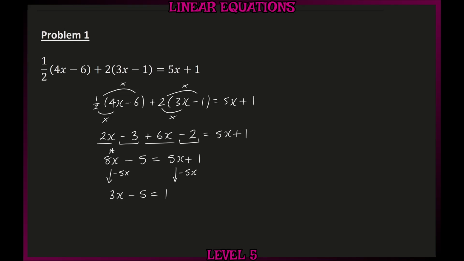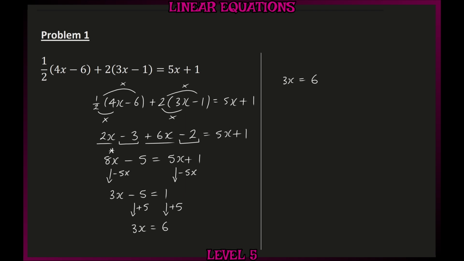We now need to remove the minus 5 from the left, and we do this by using its inverse, which is plus 5, and do exactly the same on the right. And on the left, the minus 5 and the plus 5 cancel out to give us 3x, and on the right, 1 plus 5 is 6.